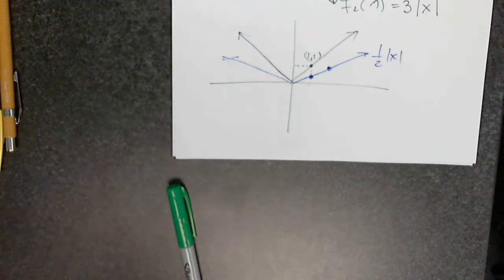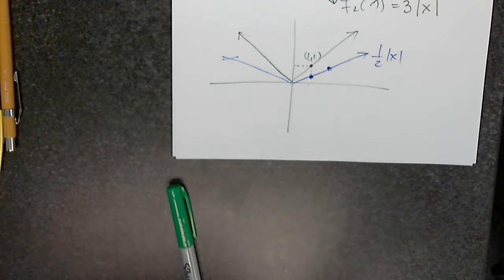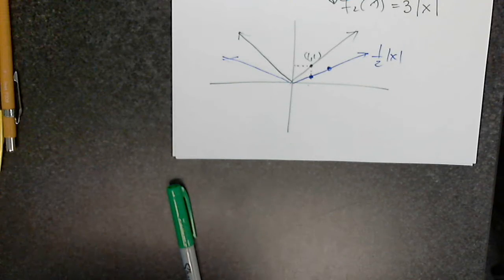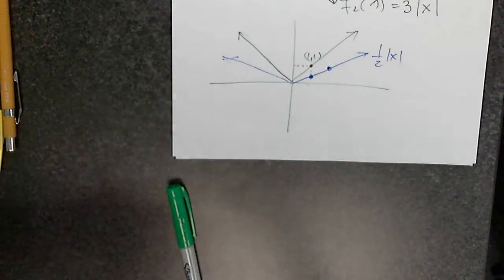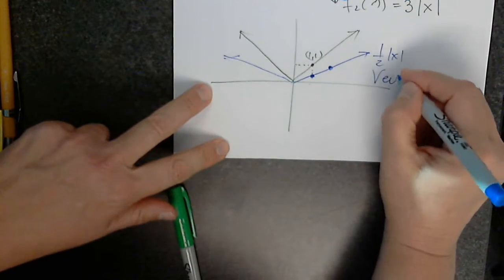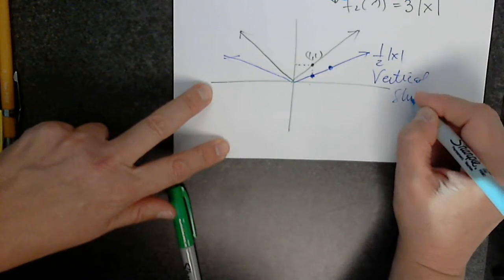If I multiply all y values by 1/2, the function does this. It's a vertical shrinking of the graph by a factor of 1/2. So, vertical shrinking.